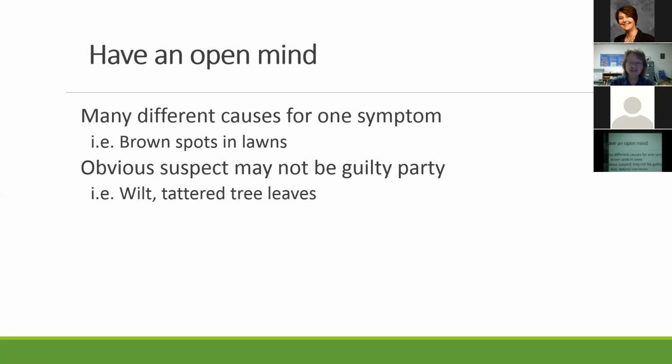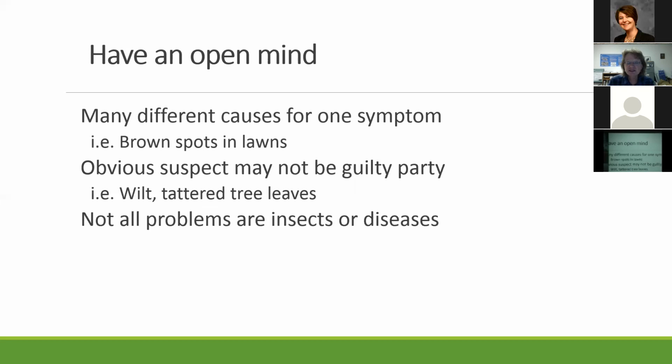Tattered tree leaves can be caused by wind tear. They can be caused by a disease where the disease weakened part of the leaf and then the wind came along and knocked that weakened portion out. There can be many different causes for tattered tree leaves. Not all problems are insects or diseases. As I've been talking about, there's the abiotic: mechanical, environmental, chemical. There's a lot of lookalikes.